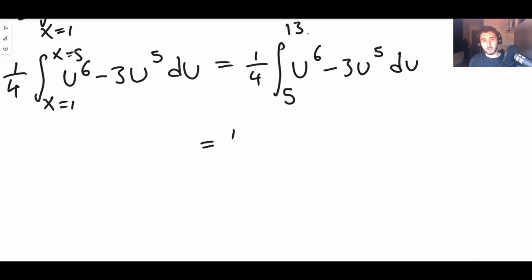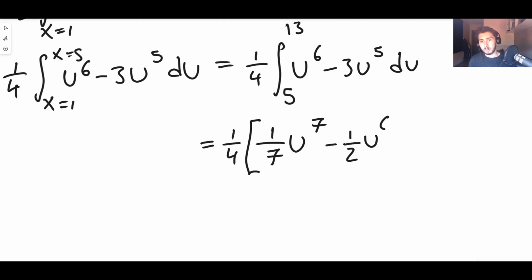So this is going to give you 1 over 4, and then I'm going to put some square brackets around this. U to the 6 is going to integrate to 1 over 7 u to the power of 7. 3u to the 5 is going to be 3 over 6. That's going to be minus a half u to the power of 6. That's between 5 and 13.